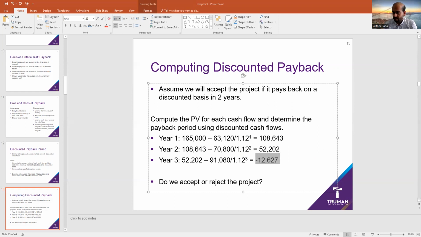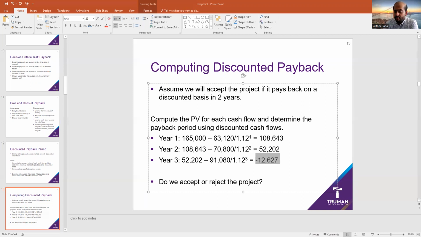52202. That is the remaining money you need to cover from your initial investment, divided by your discounted cash flow, which is, let me see, 91080 divided by 1.12 to the power 3. So this is the discount factor, 1.4049.